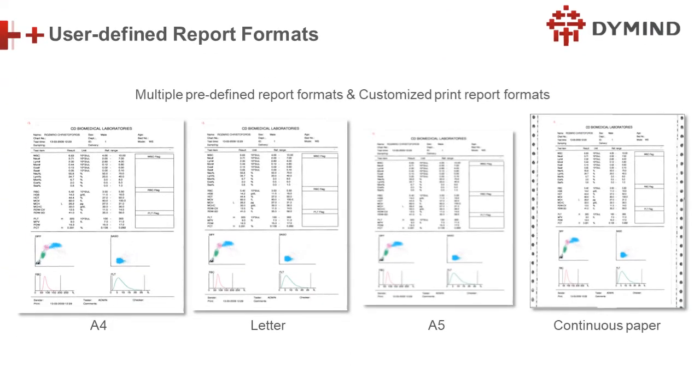This one is the user defined report format. We have several predefined report formats, so you just choose one of them: A4 paper, A5 paper, letter, and continuous paper. Any of these formats you can use.